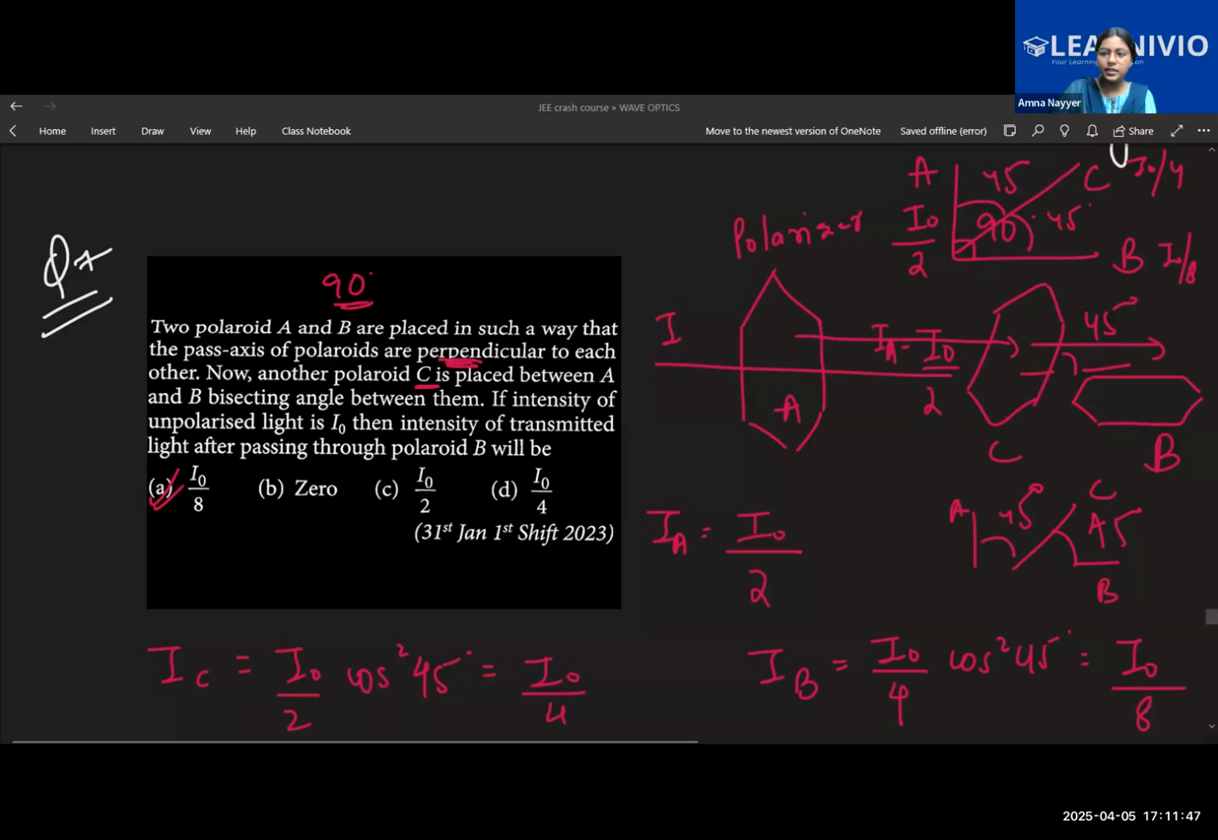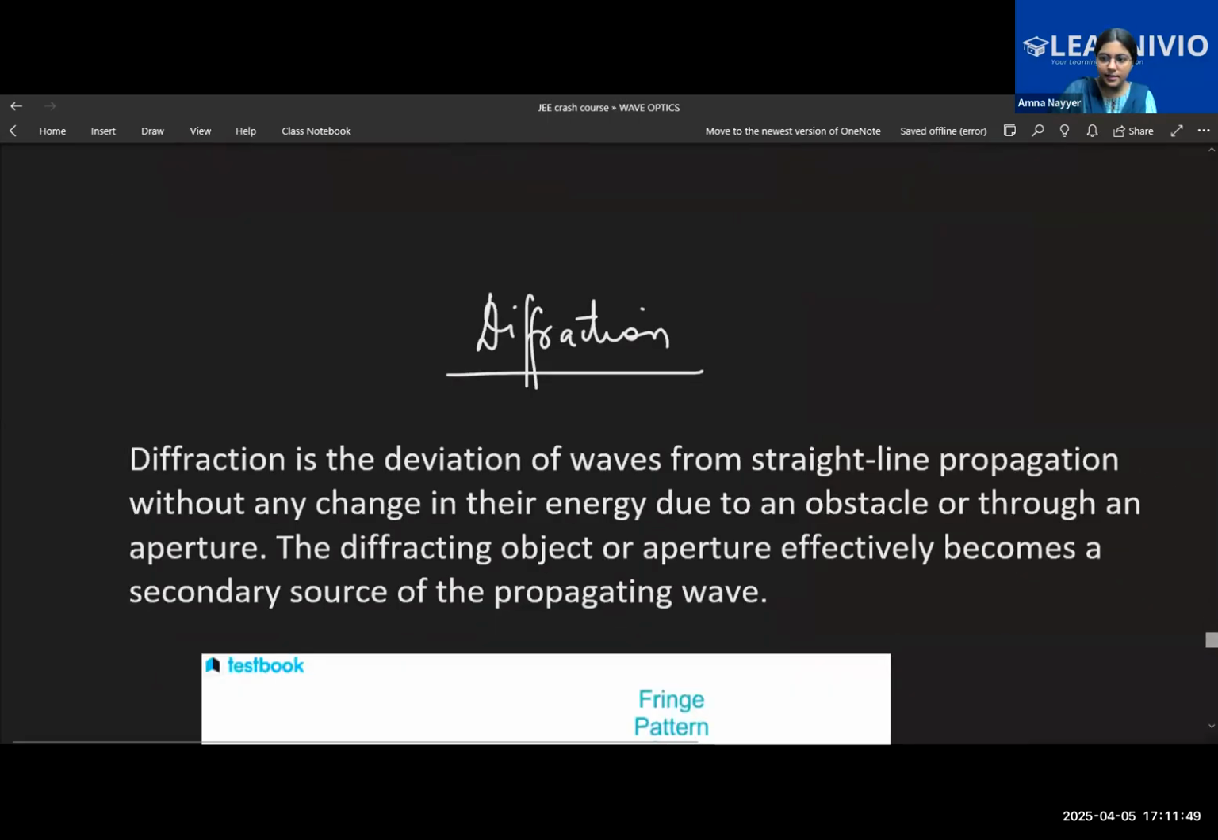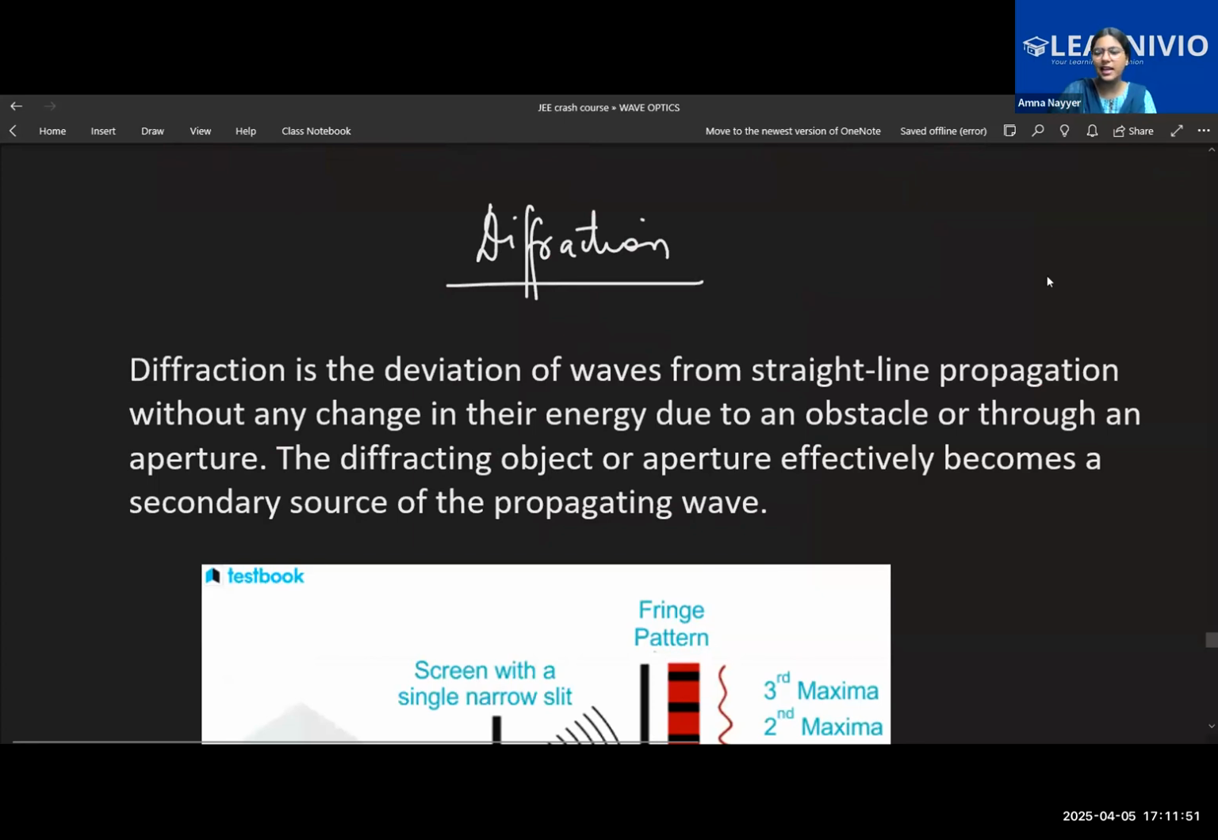All right. Let's start with diffraction. This is the last topic from wave optics. I'll just share the notes after this. What is this process of diffraction? Diffraction is the one more thing.